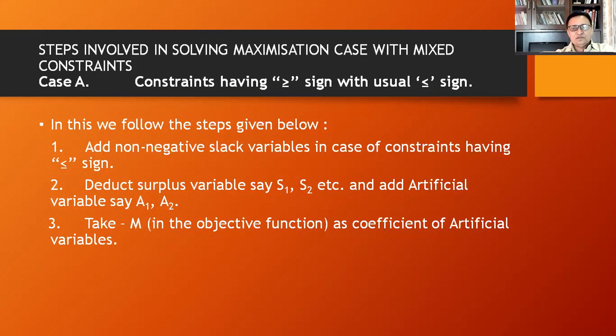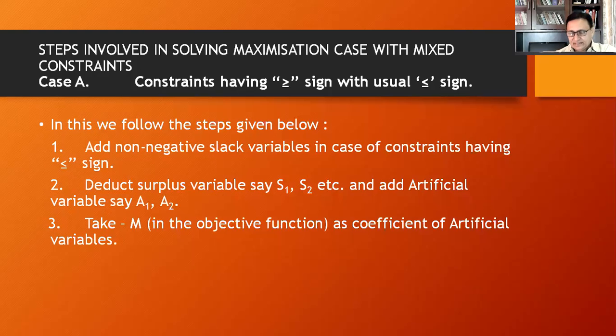That means S1 and S2. Because when you introduce a surplus variable, a minus S term will be there, we have to introduce artificial variables A1, A2, or if there are more constraints, A1, A2, A3, and so on. Kindly note: if the problem is of maximization, a coefficient of minus M will be given to the artificial variables in the objective function. If the problem is of minimization, then a plus M coefficient will be given to M in the objective function.